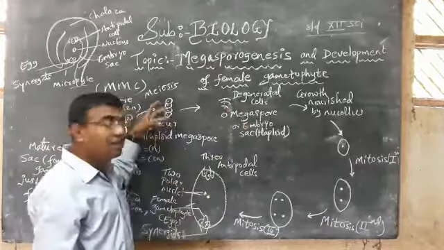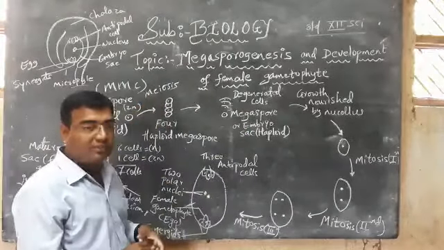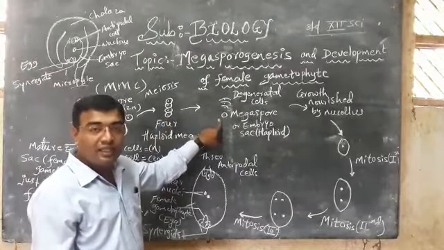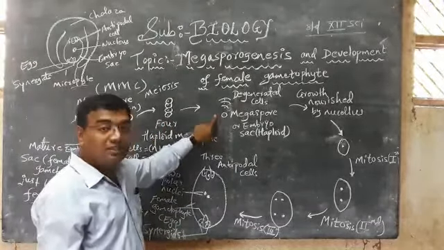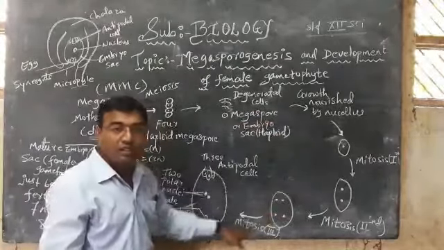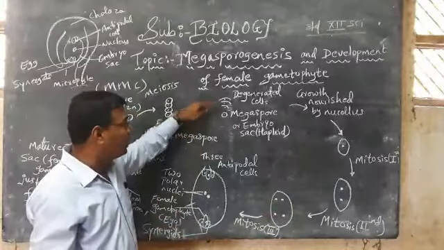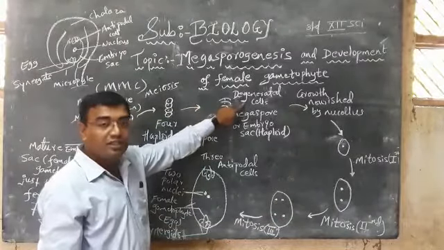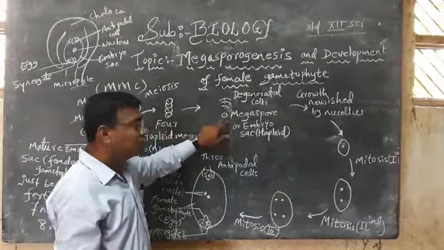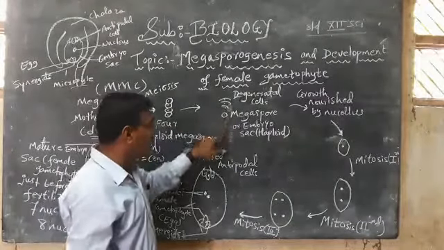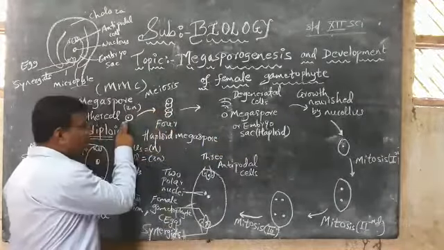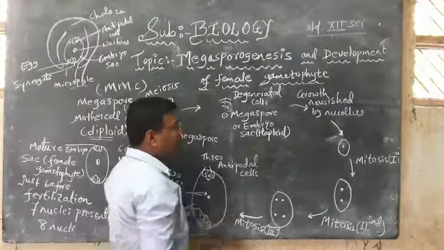Degenerated means those cells get damaged, they get destroyed, they degenerate, and only one cell remains, which we call the functional cell. This cell is responsible for the development of the total embryo. Out of 4 cells, the upper 3 cells get degenerated and only the last cell, which is the functional cell, remains. We call this cell the megaspore or embryo sac, which is haploid. Means the diploid has now converted into this haploid cell.